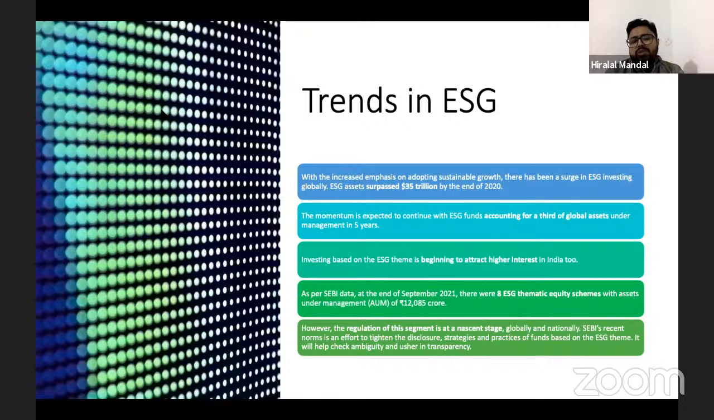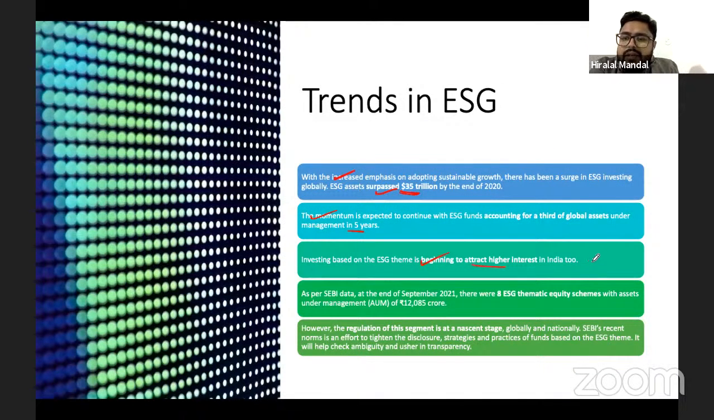When it comes to ESG, I already told you the future belongs to ESG. The future belongs to environment technology companies. So therefore, ESG funds will greatly give returns to the AMCs as well as the retail investors. There is a huge scope for environment, sustainability, and governance funds. And if you look at the current status, there is a special emphasis on adopting sustainable growth, so the trend is towards ESG investing. Today it has surpassed 35 trillion dollars. That's a huge amount. Of course, the momentum will continue, and especially in the next 5 years, you will see a third of global assets under the management of ESG. And of course, it will give you a high return.